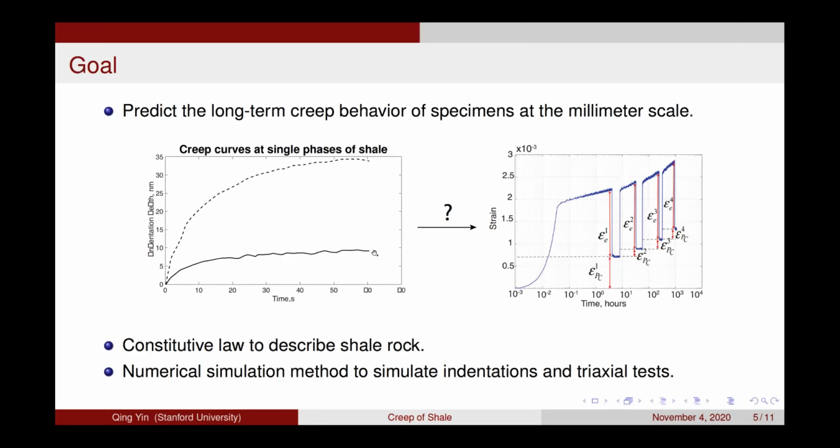So how can we achieve that? There are two ingredients, actually three. We need nano indentation tests in the lab. And second, we need a constitutive law to describe the shale rock. And thirdly, we need a numerical simulation method to simulate the indentation test and then calibrate the material properties. Using those material properties, we can simulate the triaxial creep test in the larger scale.